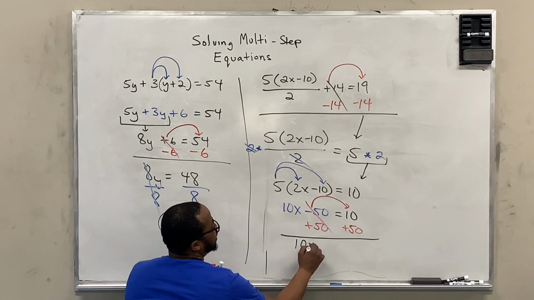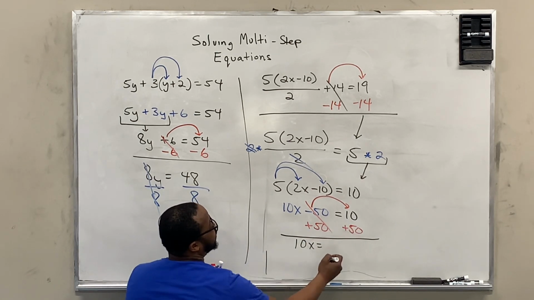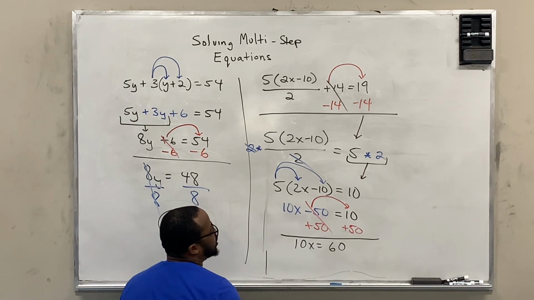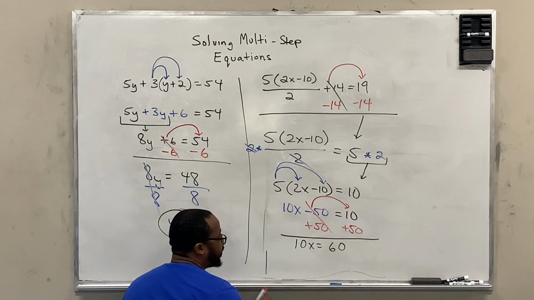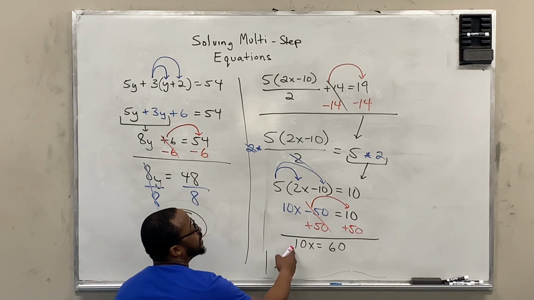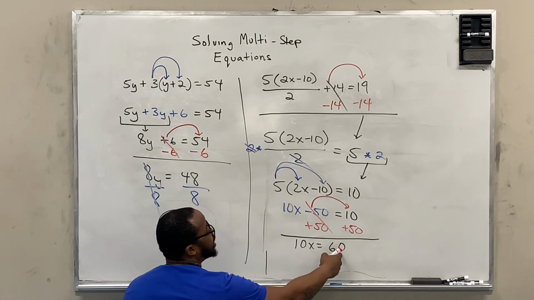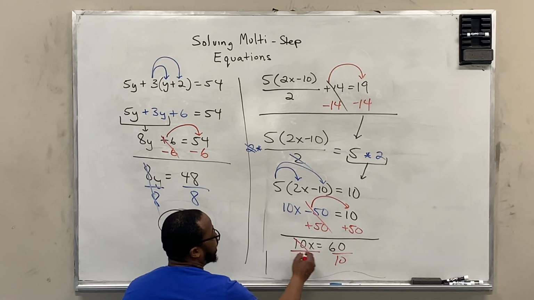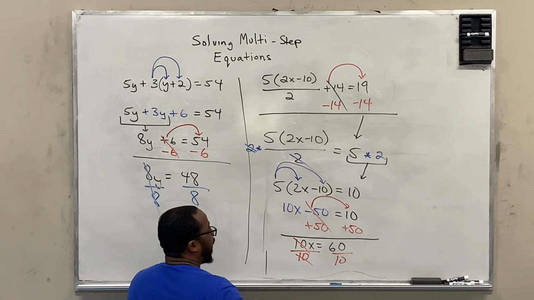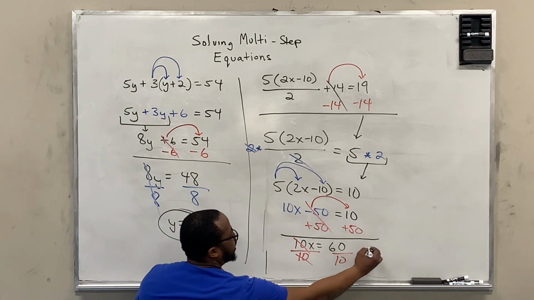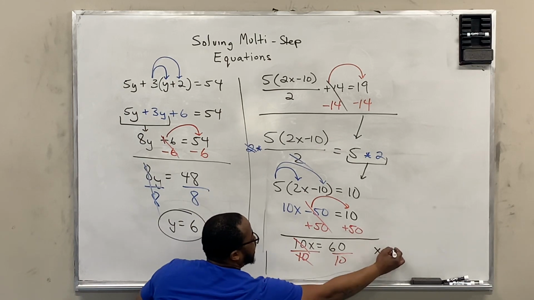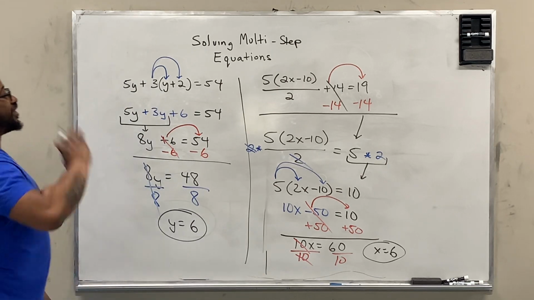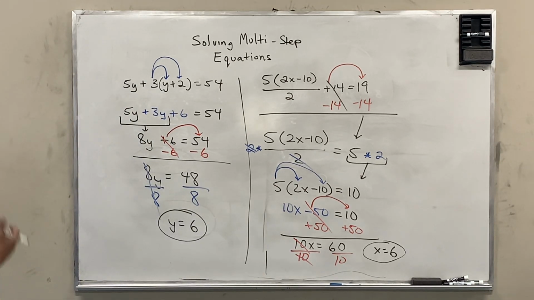Now 10x is going to be equal to, what's 10 plus 50? 60. Now remember, this has turned into a one-step equation. All I have to do is divide both sides by what's next to the x, because this is 10 times the unknown number equals 60. We divide both sides by 10 because that's what's in front of the x. That's gone. Now 60 divided by 10 is 6, so x is equal to 6, okay? Now this is how you do a problem that looks crazy like this, okay?